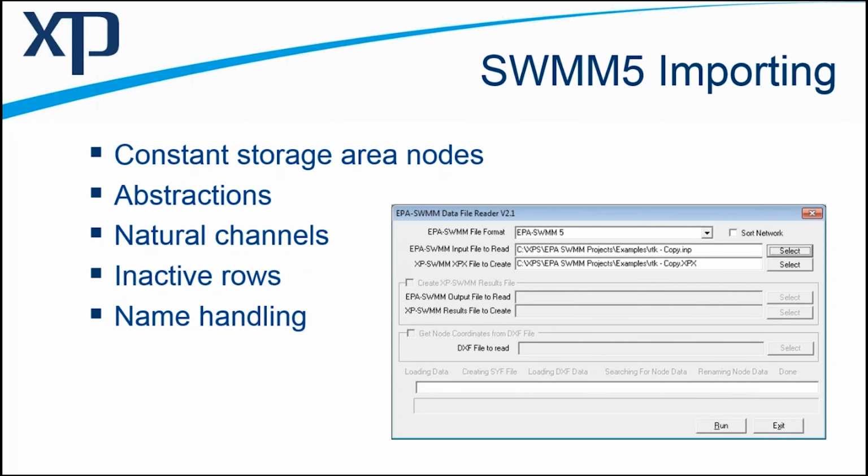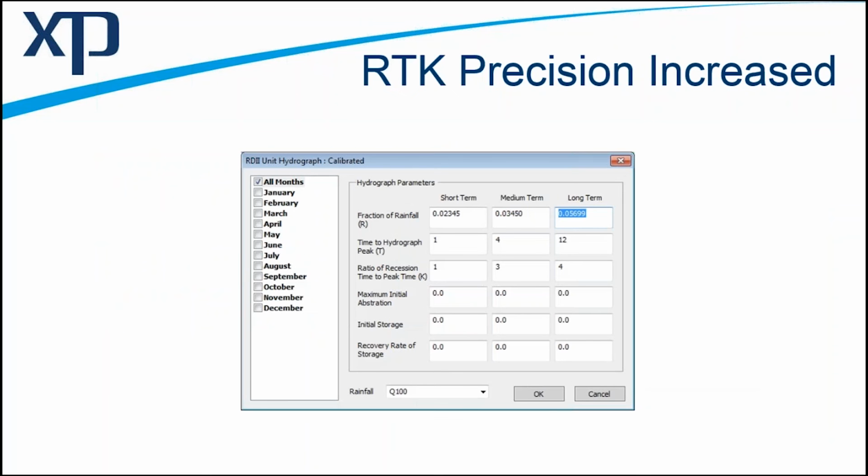Over in the realm of RTK, we now have more precision. So you see your R values, that's your fraction of rainfall, if this is your first time seeing RTK. Now you can get out to the 10,000s. So if you have really, really precise data that you'd like to enter in there, we now support that. So you can see an example of that there. You can, of course, as always, get to that through global data.